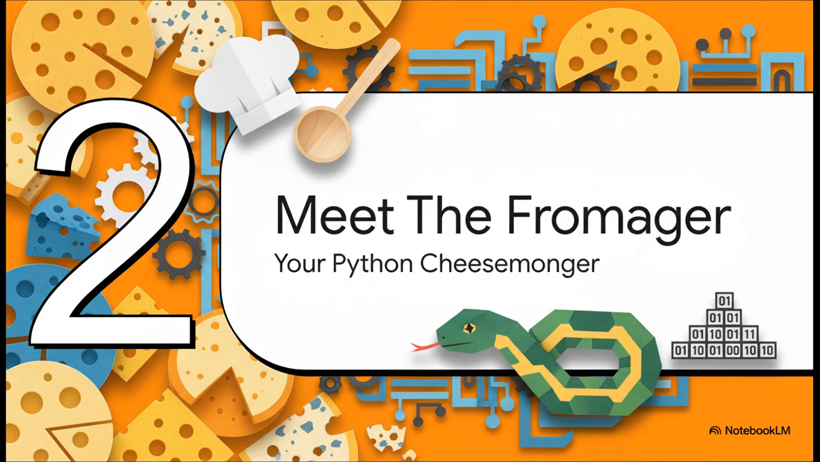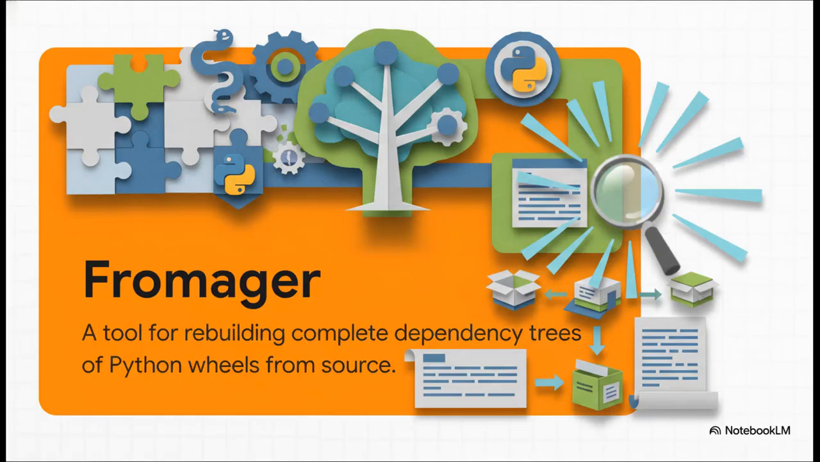Okay, so what's the solution here? Well, what if you could have an expert, like a master craftsman, build every single software ingredient for you from scratch? What if you had a personal cheesemonger for your software? That is the wild and brilliant idea behind Fromager. And that's exactly what Fromager does. It is literally a tool that gives you the power to rebuild the entire dependency tree for your project. Every single component, built straight from the original source code. No more black boxes. Just total transparency.